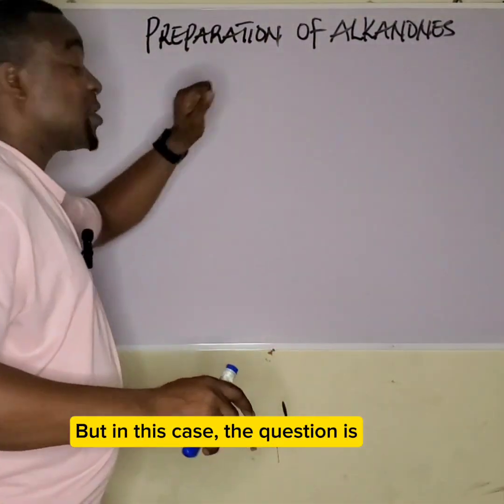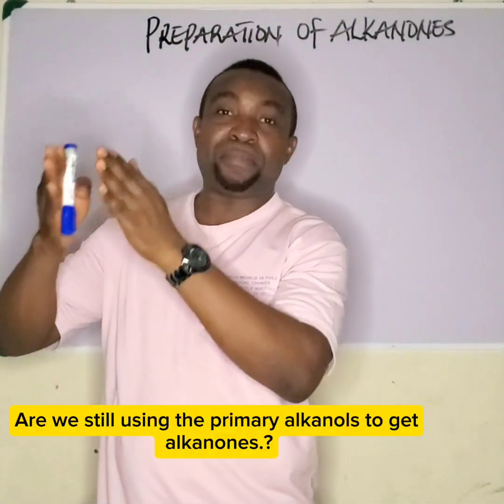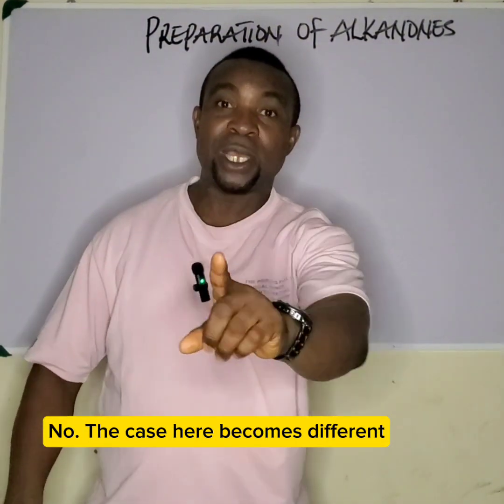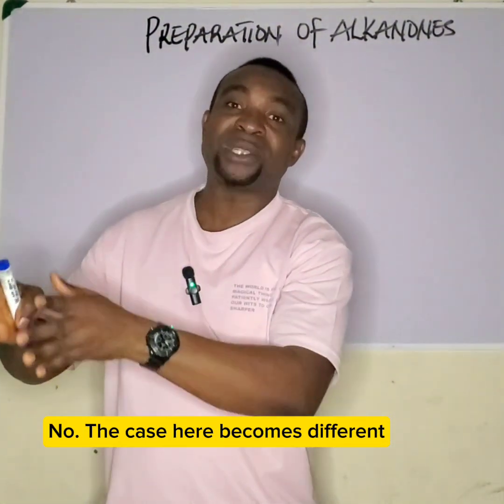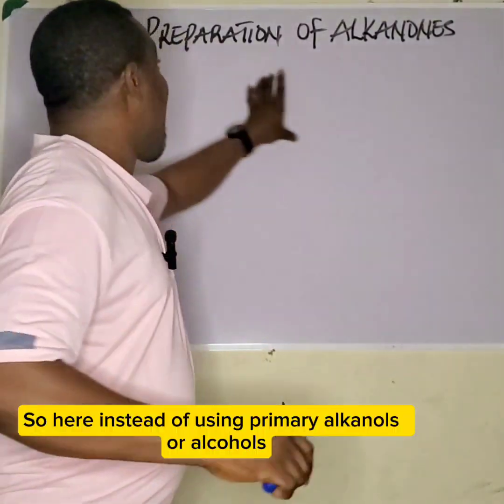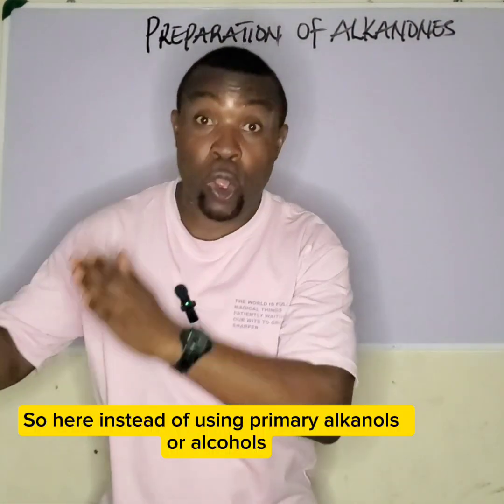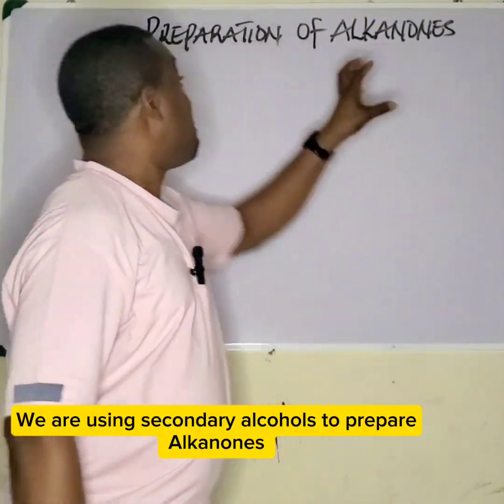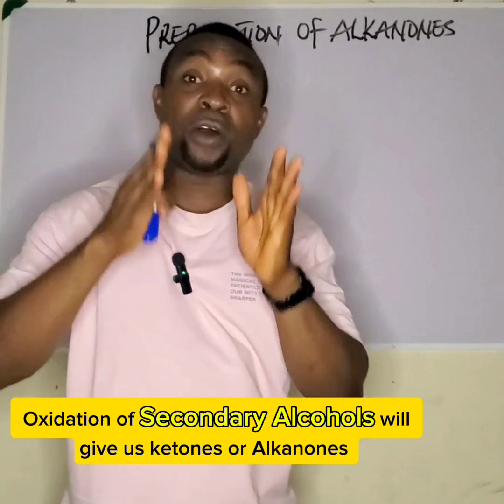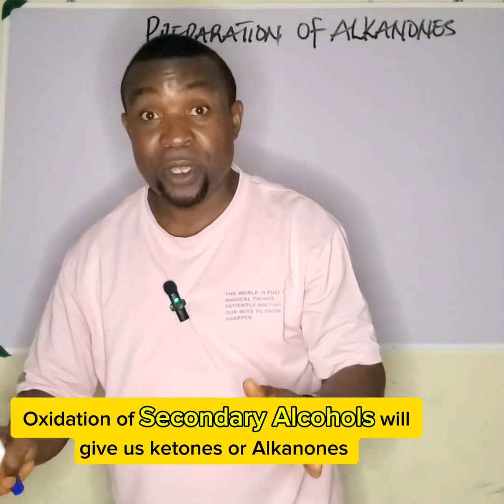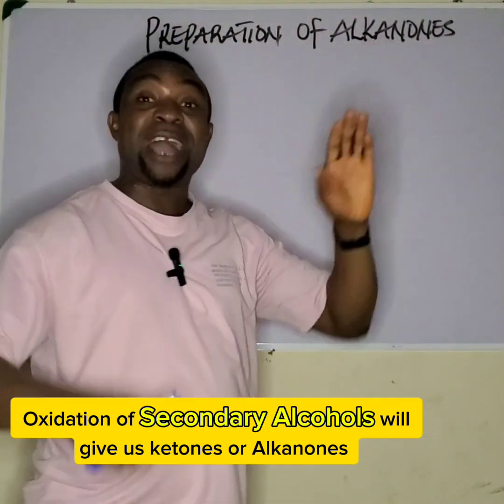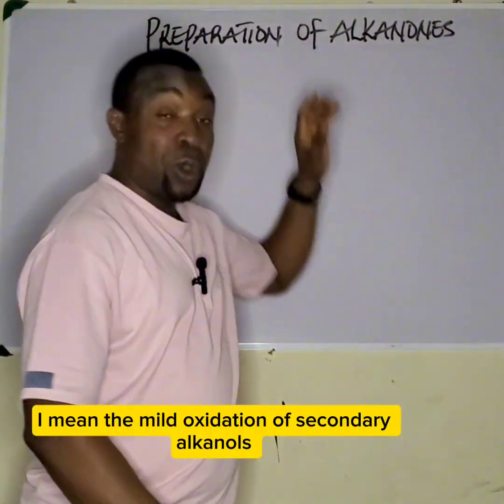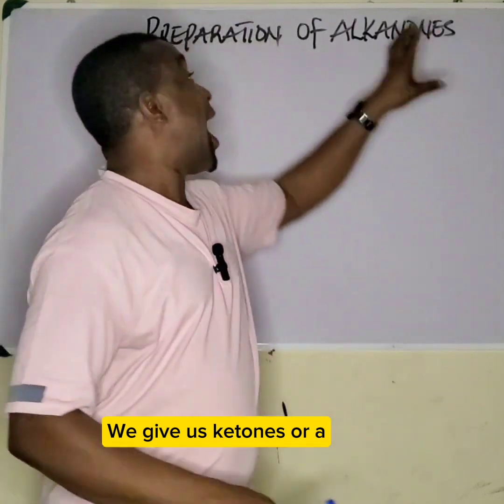But in this case, the question is, are we still using the primary alkanols in order to get alkanones? No. Now, the case here becomes different. So here, instead of using primary alkanols or alcohols, we are using secondary alcohols to prepare alkanones. Oxidation of secondary alcohols will give us ketones or alkanones. I mean, the mild oxidation of secondary alkanols will give us ketones or alkanones.